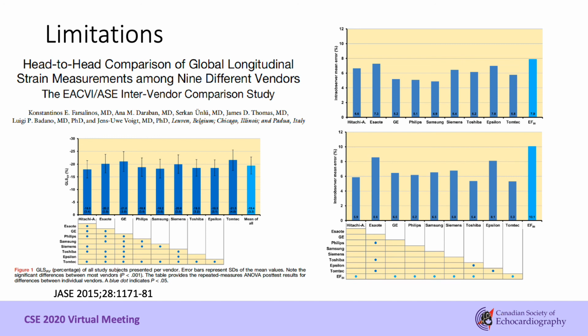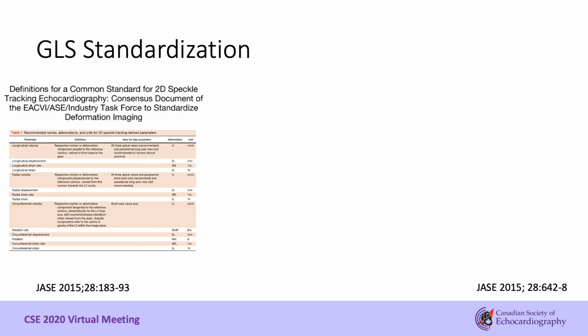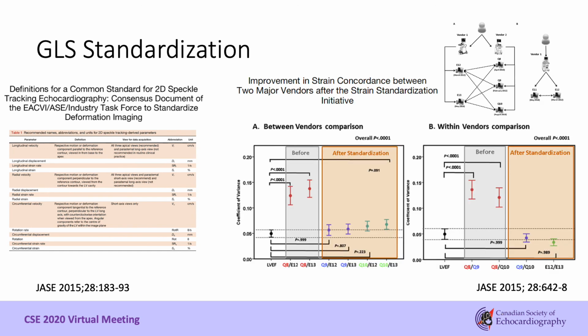One of the limitations of strain is that it will depend on which generation or version of the software you're using. Going back to that inter-vendor comparison that was done, you can see that there is significant variability in global longitudinal strain, and there's also significant inter- and intra-observer variability depending on the package that you're using. Now, standardization of definitions for global longitudinal strain has been performed, and studies have demonstrated that after the standardization, the variability between vendors and within a vendor have actually improved.